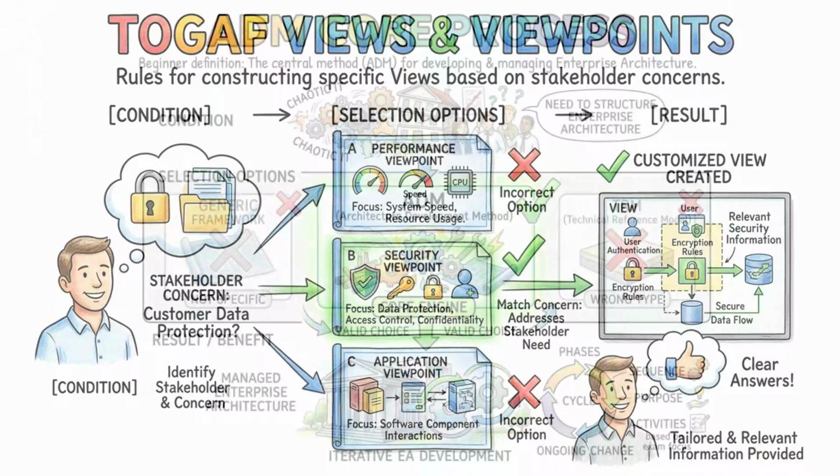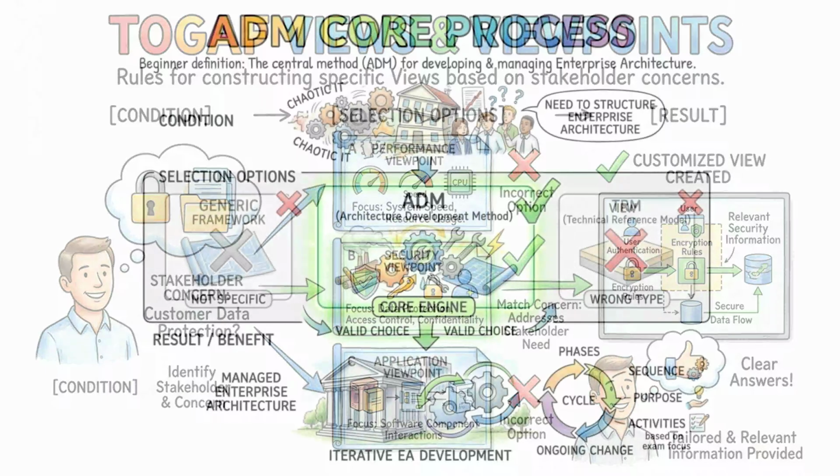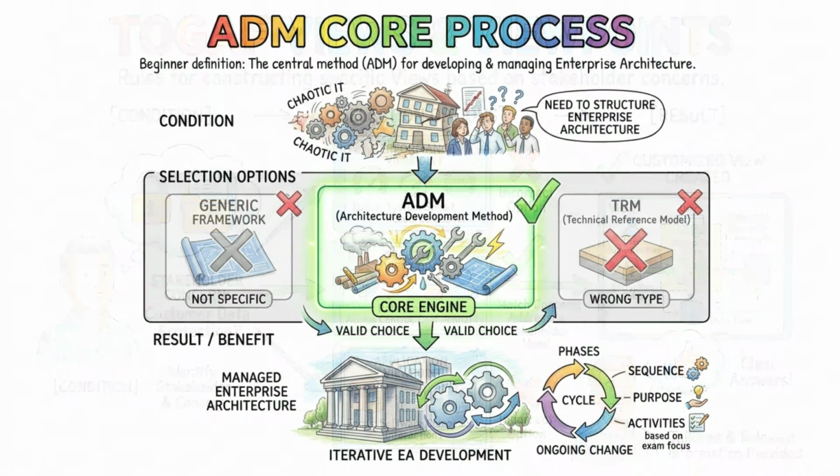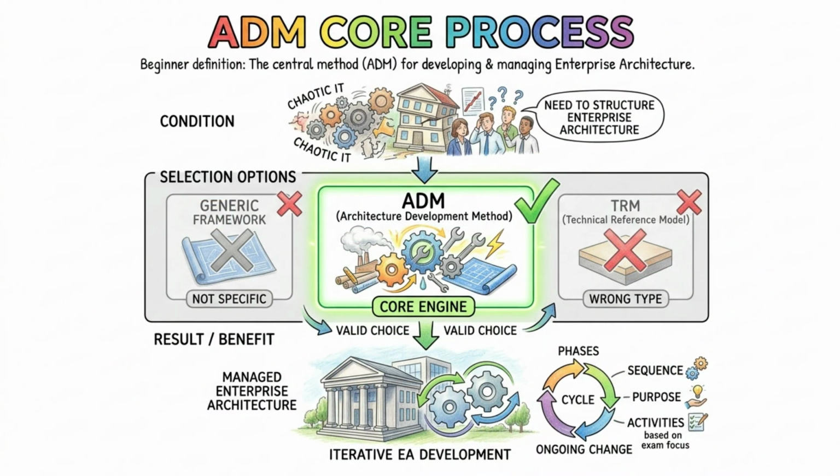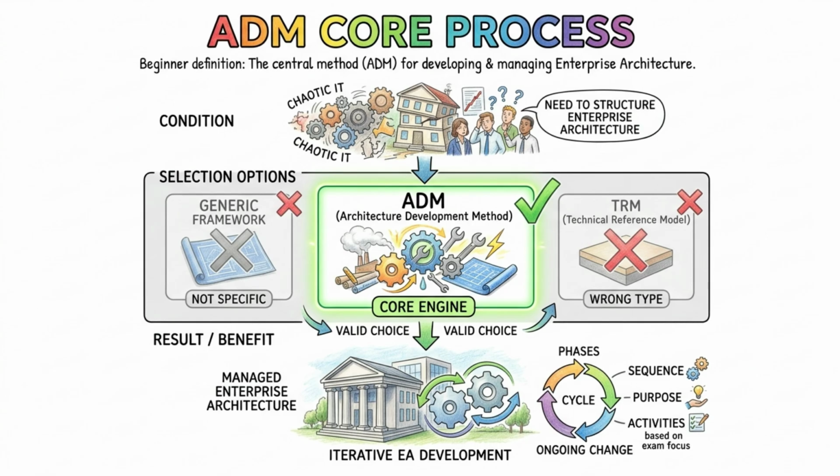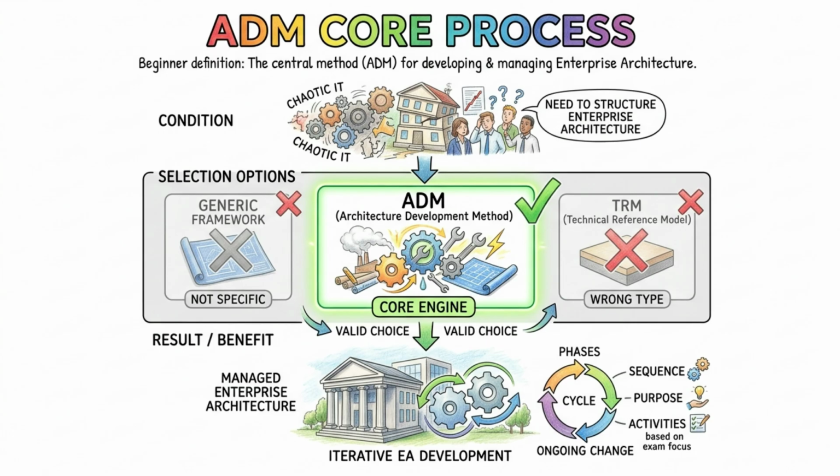The core operational engine of the TOGAF standard is the architecture development method, widely known as the ADM. The ADM is a step-by-step, iterative process for developing, implementing, and managing enterprise architecture. It consists of multiple phases arranged in a cycle that guides architects from initial planning through implementation and ongoing change management. You will see numerous exam questions asking about the sequence, purpose, and key activities of the ADM phases.